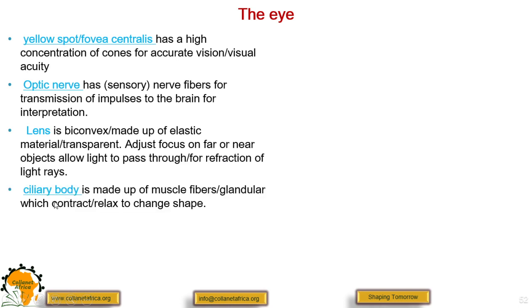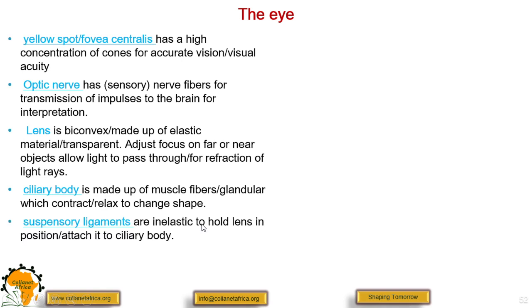There are parts called the ciliary body, and this one is made up of muscle fibers which are glandular, and they contract and relax to change the shape of the eye. There are also suspensory ligaments, and these are inelastic to hold the lens in position.